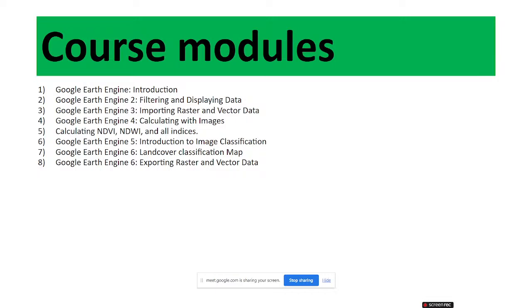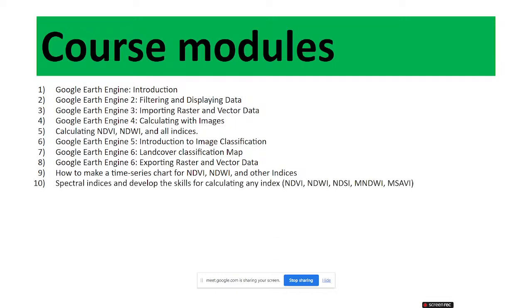So all of the things for the classification we try to cover, and also show you how you can make the change detection map in the Google Earth Engine platform. And finally, how you can export the raster and vector data from the platform. We also discuss how you can make the time series chart for the different indices. It can be NDVI, NDWI, or other types of indices.